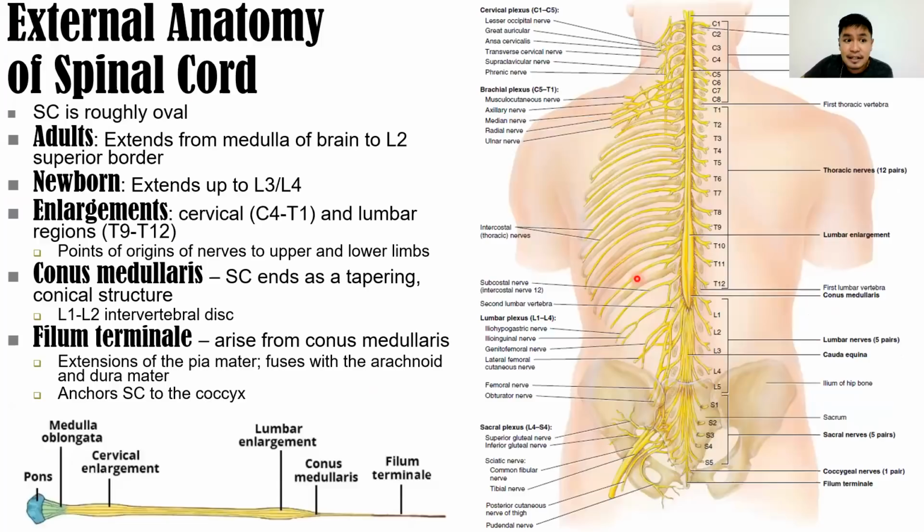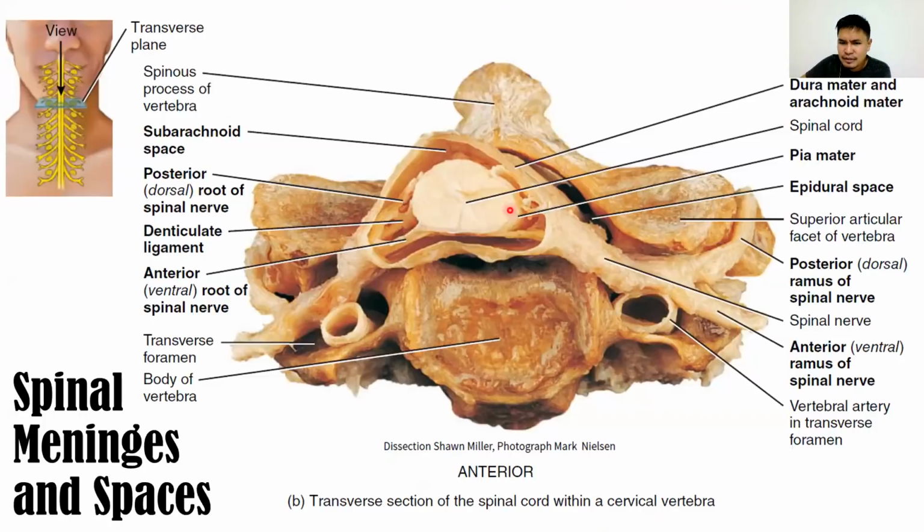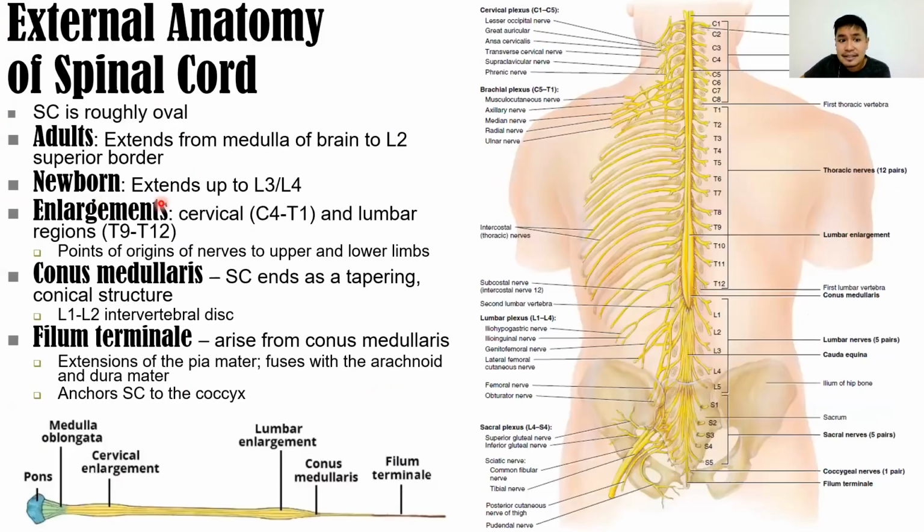So let's proceed with the external anatomy of the spinal cord. Your spinal cord is roughly oval, as you have observed here. And in adults, it extends from the medulla, which is the lowermost part of the brain stem, to the superior border of L2. So your medulla oblongata extends as the spinal cord up to the superior border of your L2.